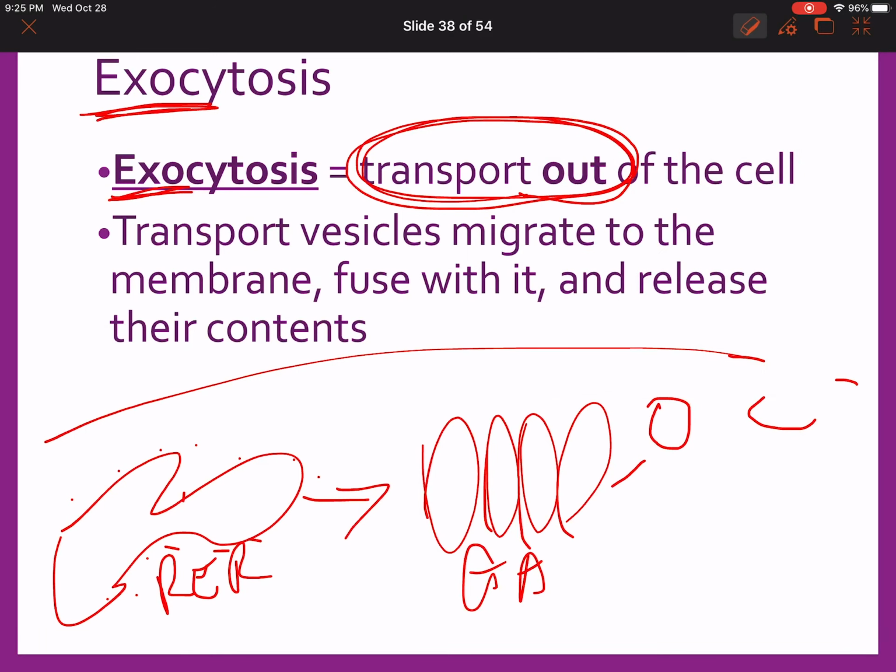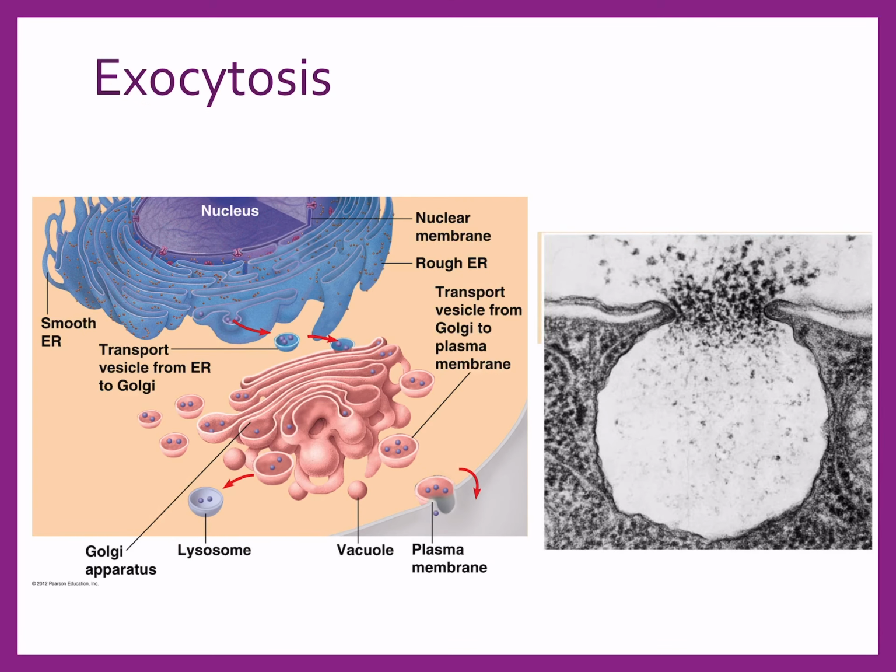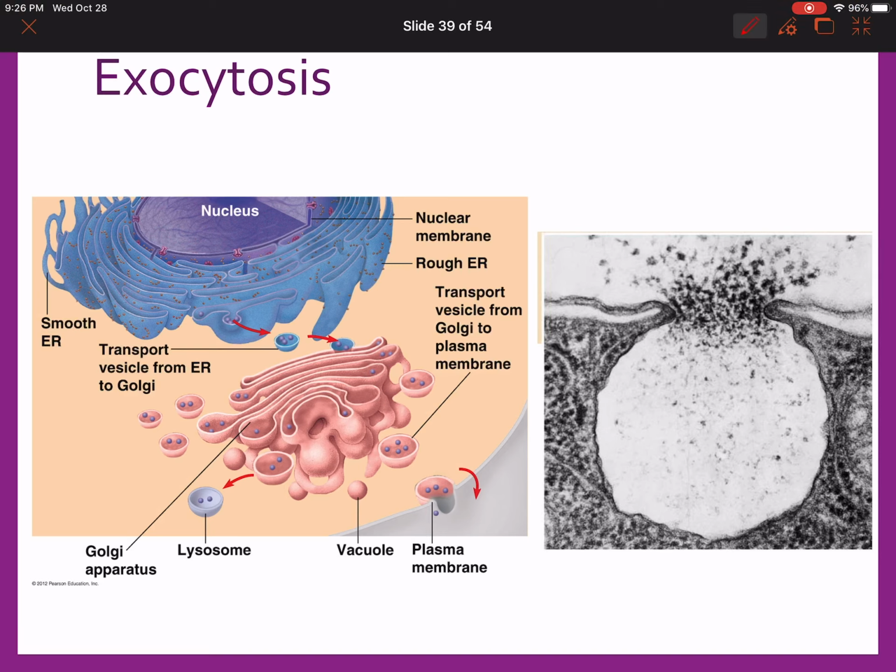Whoa, too big. That was a bad idea. The vesicle, so here's the proteins we've made, is going to fuse with the membrane, and all those proteins are going to go out. Exocytosis, okay? Yay. Picture.